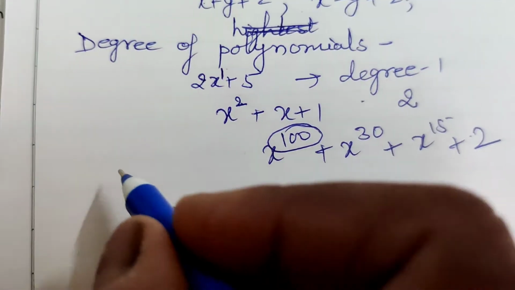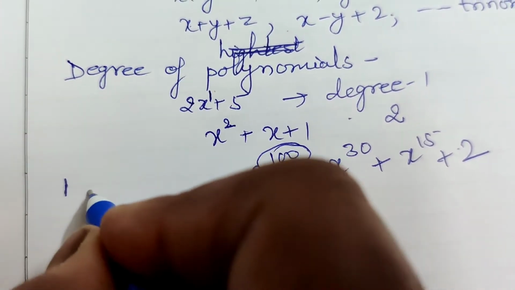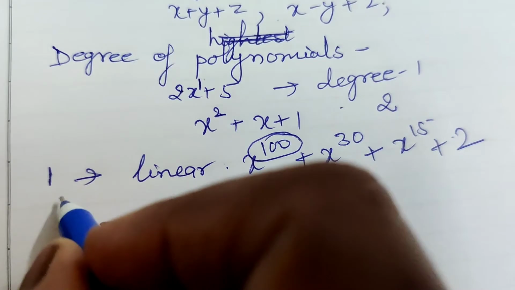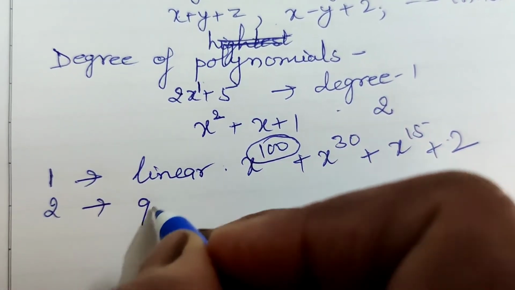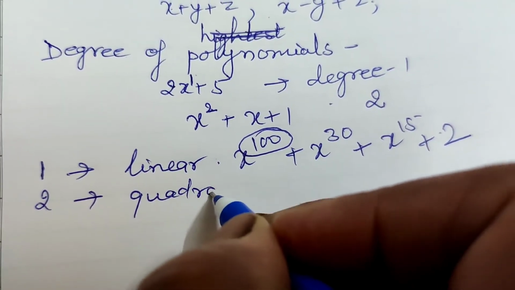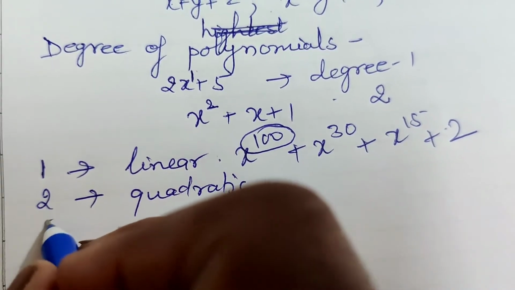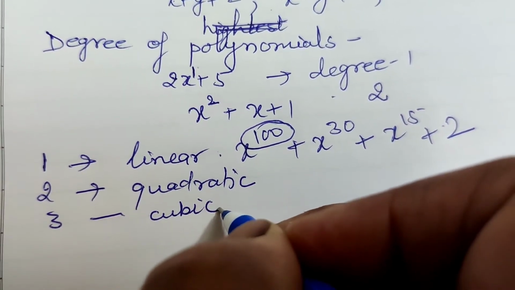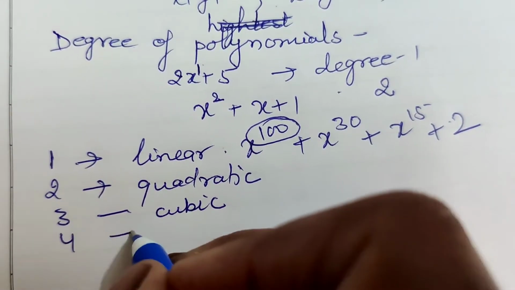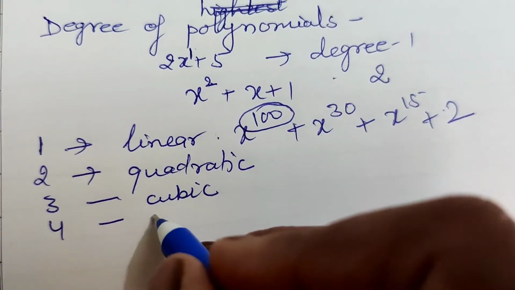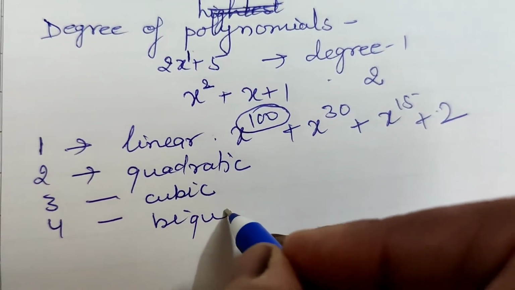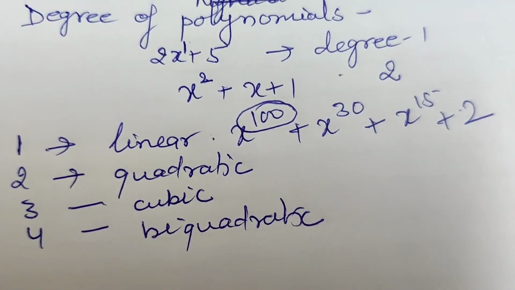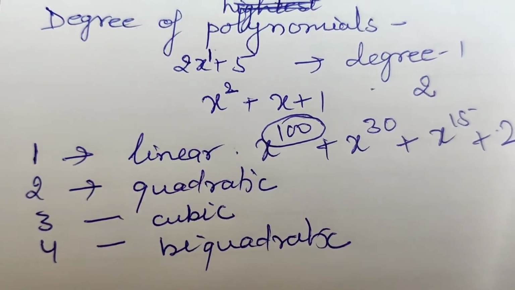If the degree is equal to 1, it is a linear polynomial. If the degree is 2, it is a quadratic polynomial. And if the degree is 3, it is a cubic polynomial. And if the degree is 4, it is a biquadratic polynomial. Okay.